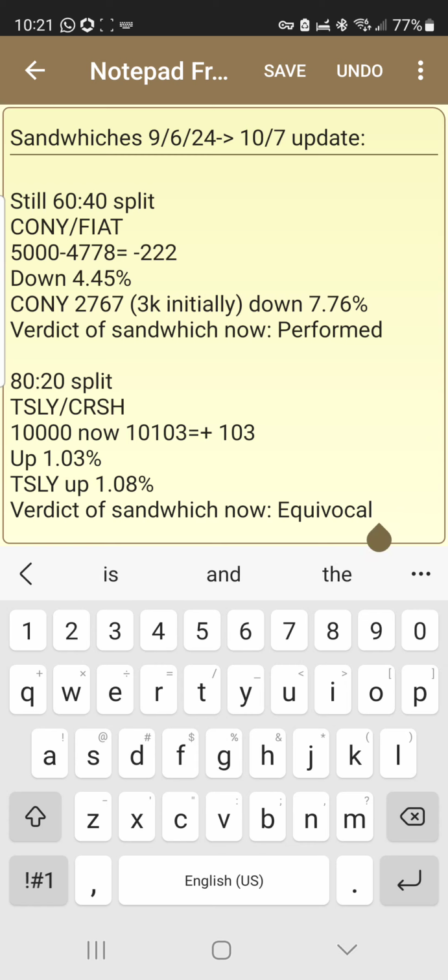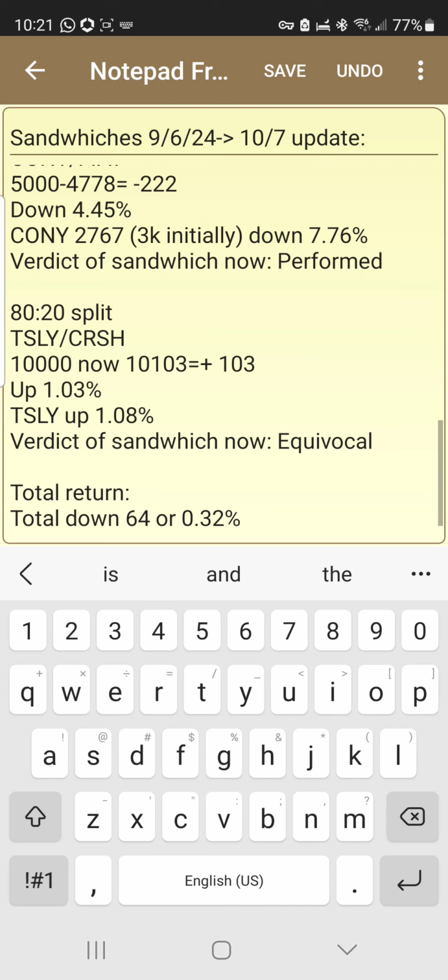So my verdict right now is that had I held TSLY, TSLY crash is 1.03% up. TSLY by itself is up 1.08%. I would say that this is equivocal. I would say the sandwich didn't really do any detriment. It didn't do any major benefit. It's kind of equivocal. That's my verdict.